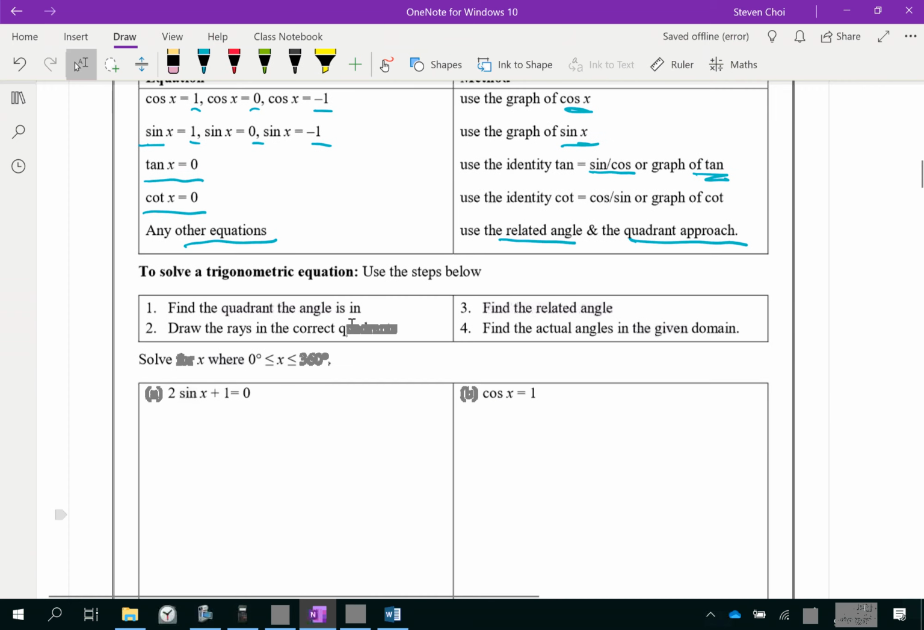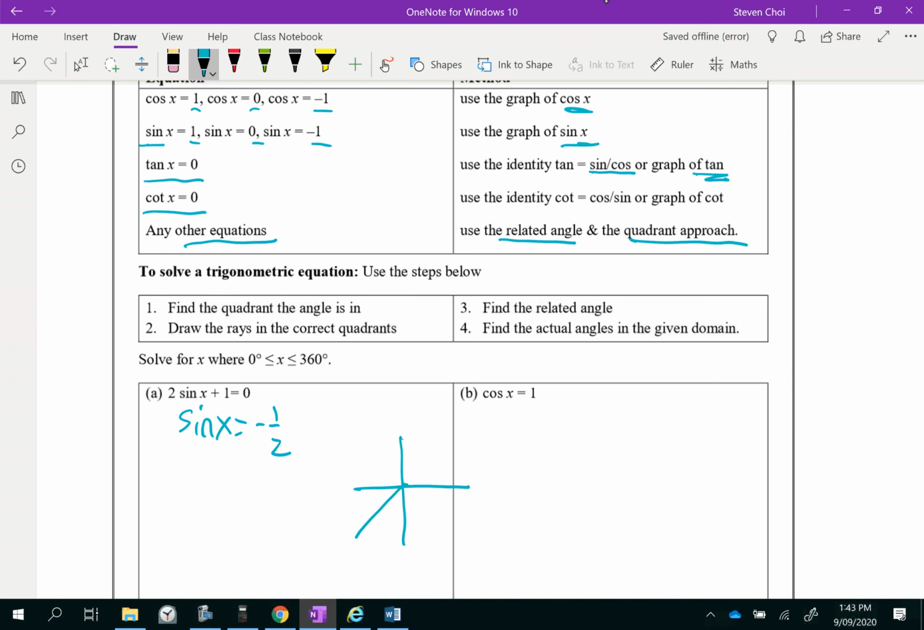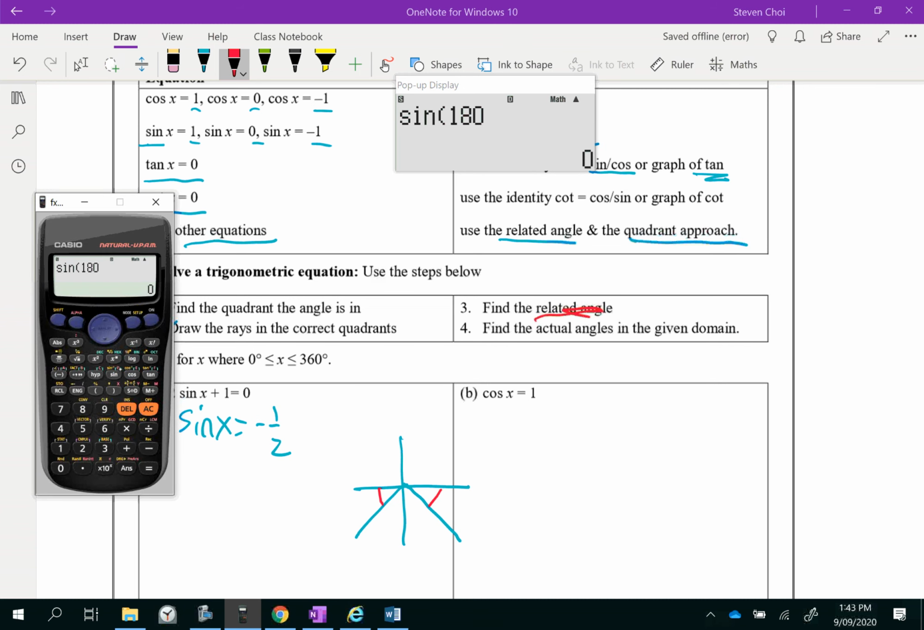For example, 2 sine x plus 1 is 0. So you make sine x the subject, which is negative half. And then what you do is you look at the quadrant. So it's negative. Which quadrant is negative? Negative in the 3rd and the 4th quadrant. That's your first step. Second step is to draw the ray. I've done this. Find the related angle. How do you find the related angle? Use the calculator, shift sine. Make sure you do positive 1 over 2. Positive. That's 30 degrees.